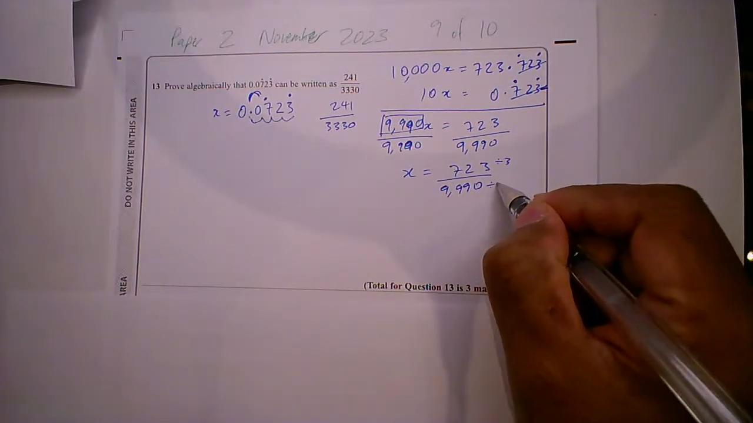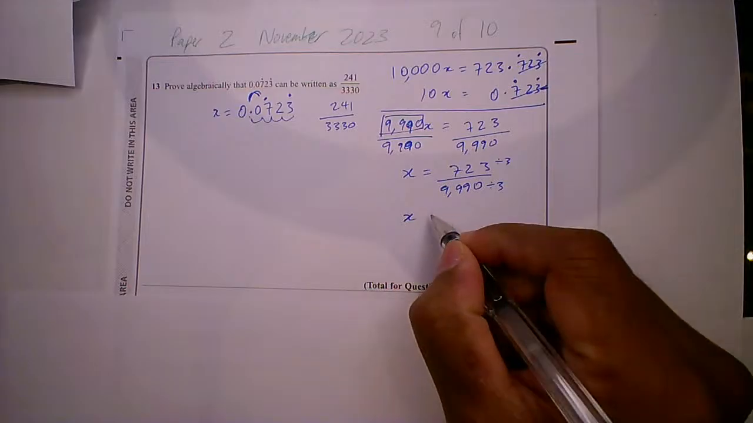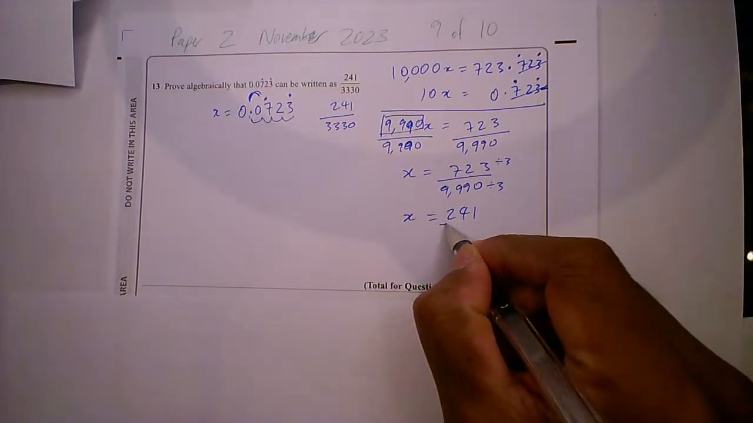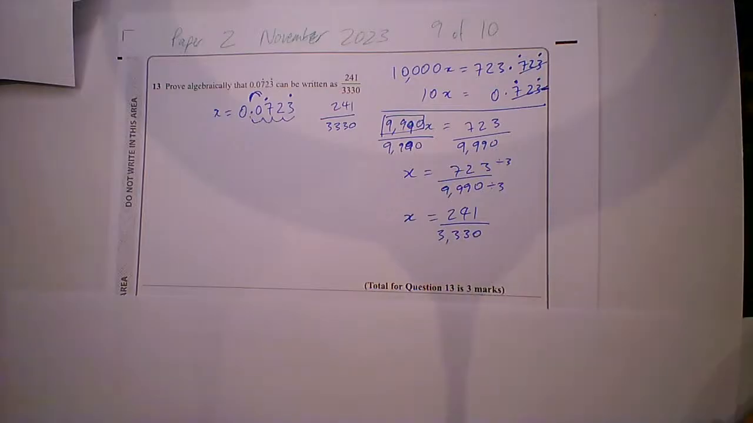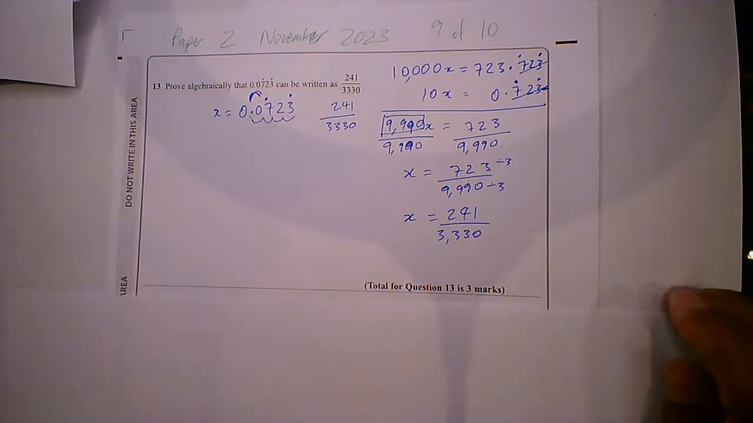Divide by 3, divide by 3. X equals 241 over 3330. And that's what they want. So well done if you got that.